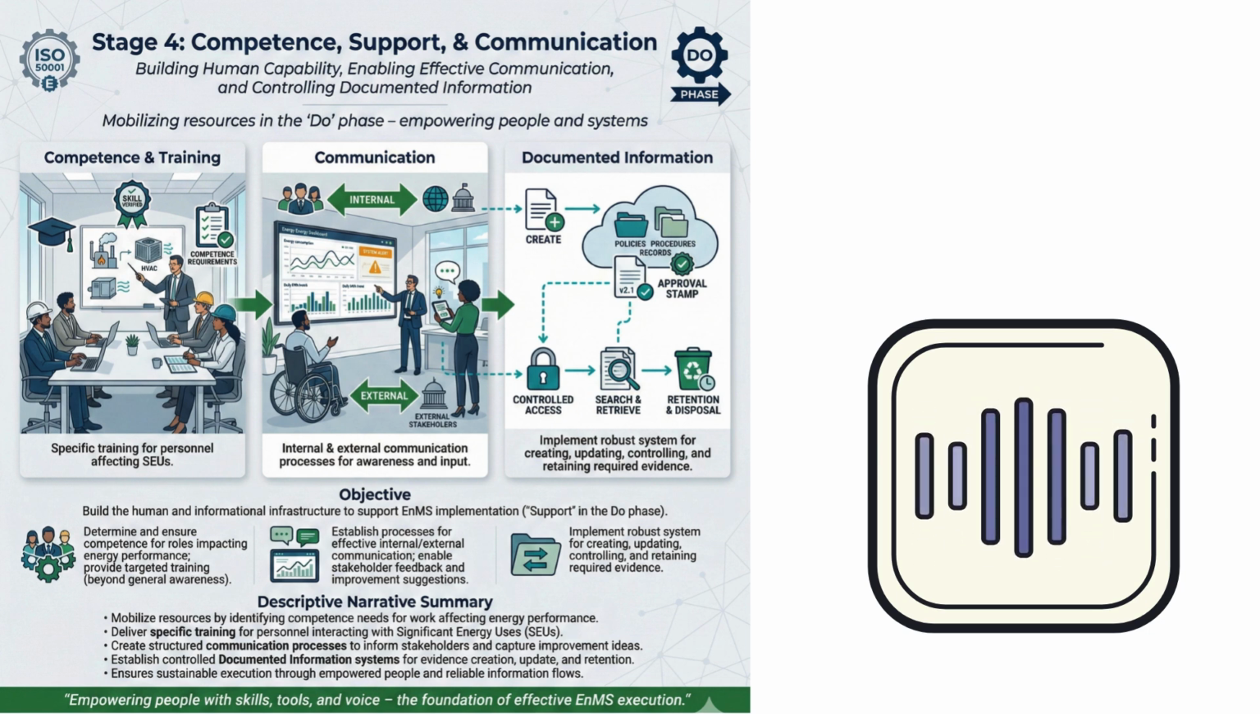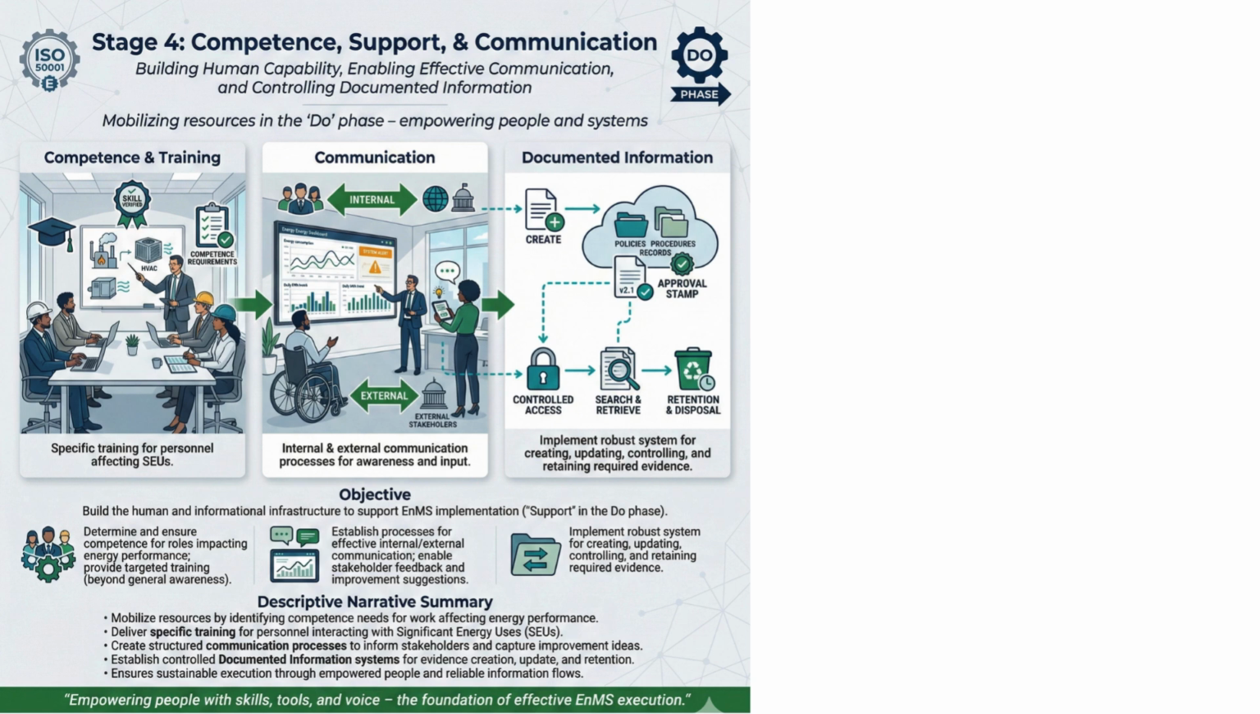Then, we enter the do phase with Stage 4, competence, support, and communication. After planning in the first 3 stages, it's time to mobilize resources and build the human and informational infrastructure that makes everything work. Let's look at this layout. It's divided into 3 interconnected parts, just like the stage itself.